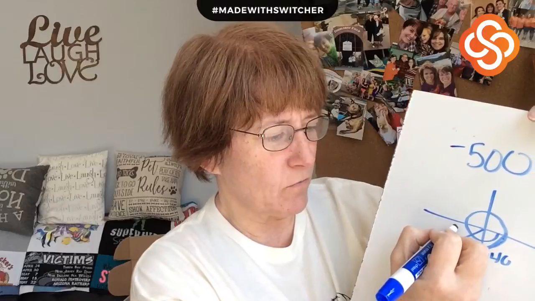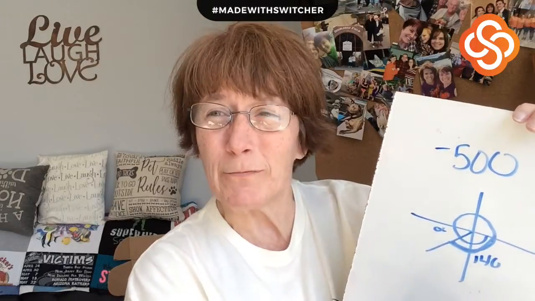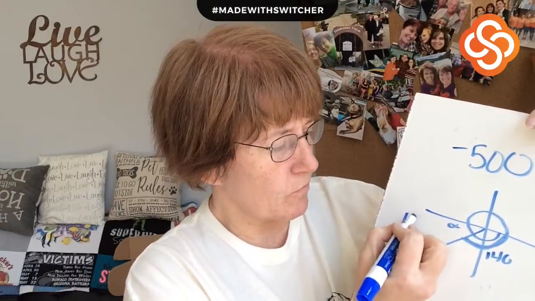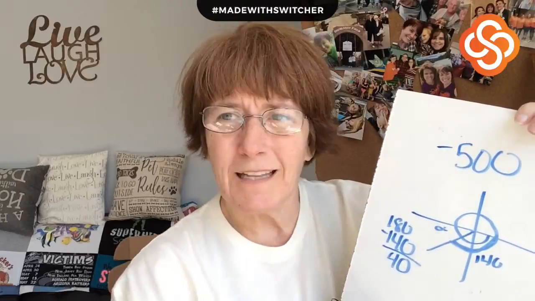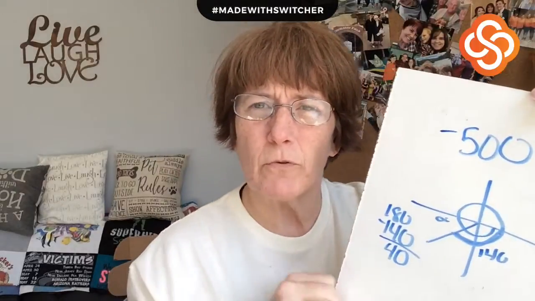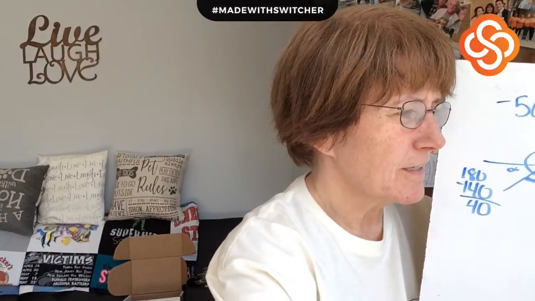We want to find out what this angle is. I call it little alpha there. So we're going to do 180 minus 140, and that would be a reference angle of 40. Oh, and it's in quadrant number 3. I didn't answer the right question, sorry.